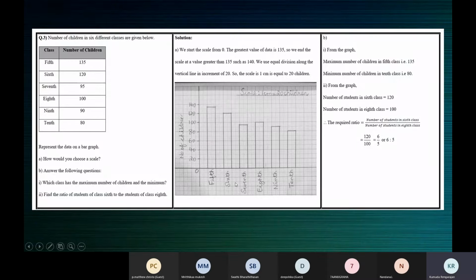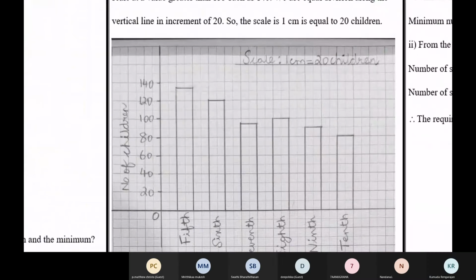But we'll just understand how we'll read every subdivision when the scale is 1 centimeter equal to 20 children. Let's take between 60 and 80. How many subdivisions do we have between 60 and 80? Ma'am, 9. We have 4 small lines, the middle line, and again 4 small lines. So 4 plus 4, 8, and the middle one, 9.